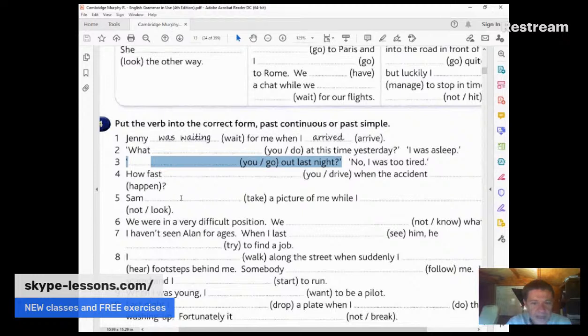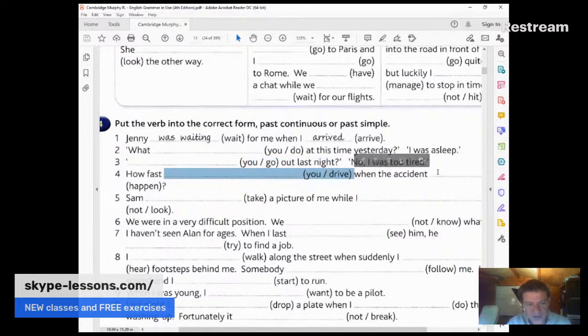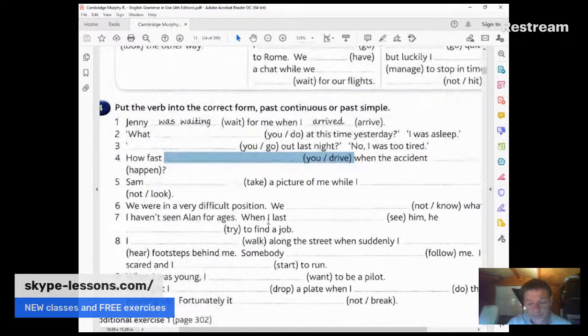Past simple. How fast were you driving when the accident happened? Yeah, you were in the middle of driving when the accident happened. So how fast were you driving when the accident happened? Sam took a picture of me while I wasn't looking. Yeah, he took a picture of me. Notice that take a photo is very quick. It's that long. But I wasn't looking. I was in the middle of looking far away in the wrong direction. Yeah, so I wasn't looking.